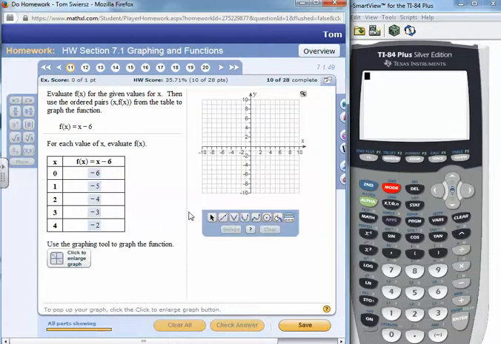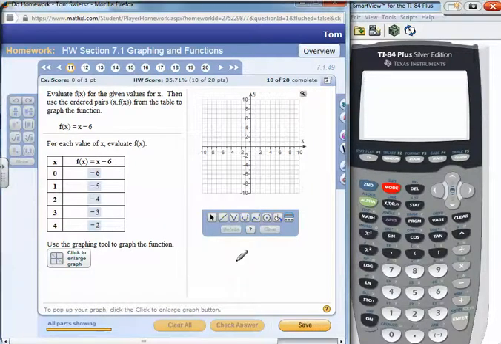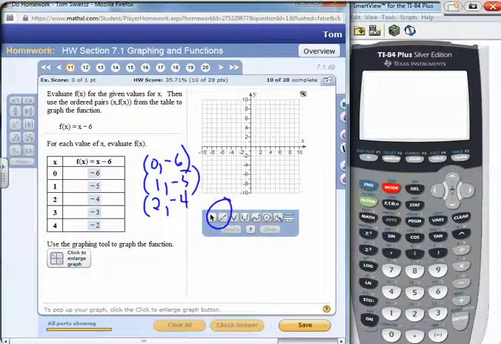Okay. Now we're going to plot these. This is a linear equation. It's always going to be a straight line. So you can pick any of these points, and you're going to pick the line tool right there, and then you can plot any of these points. Like this is 0, negative 6. This is 1, negative 5, and so on. This is 2, negative 4. You can plot any two of those points, and it doesn't matter. You'll get the correct answer.